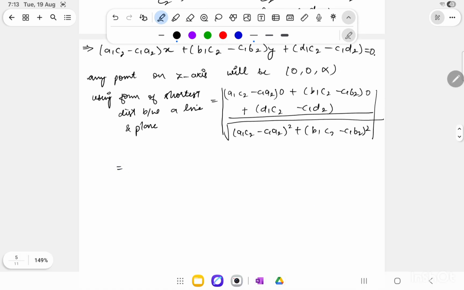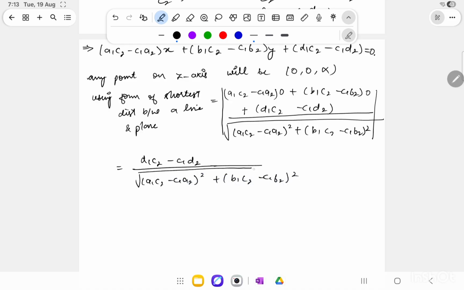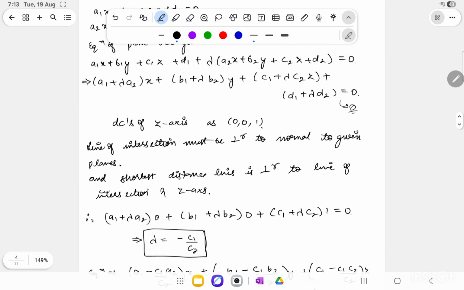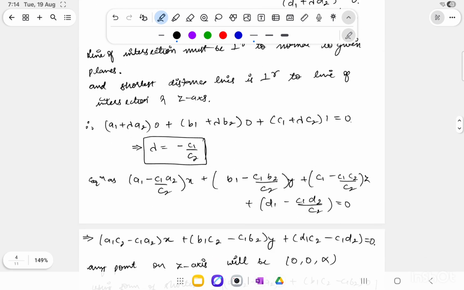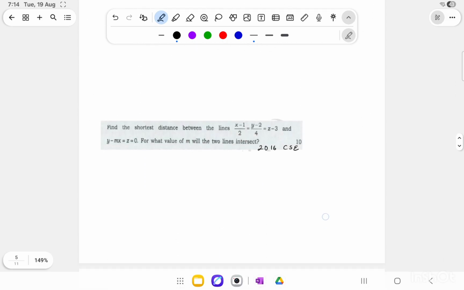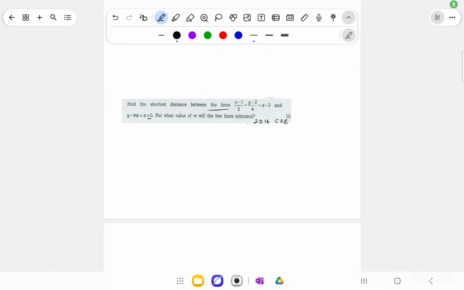So if I simplify it, I'll get my distance as (d1 c2 minus c1 d2) upon under root (a1 c2 minus c1 a2) square plus (b1 c2 minus c1 b2) square. So this is my shortest distance between the given line and the z-axis. That's all we are supposed to find. So now let's see the next question.